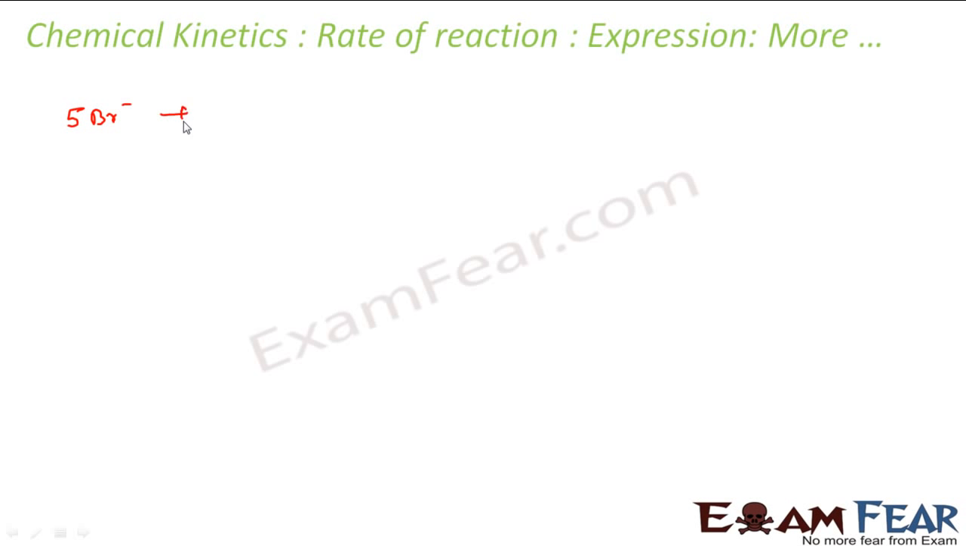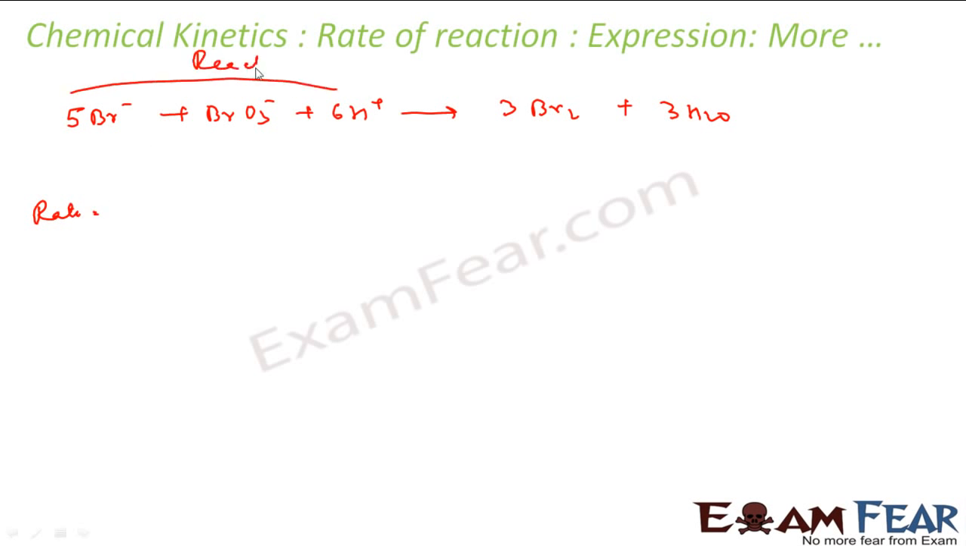In the aqueous state, react with BrO3 minus plus acid in acidic medium gives 3 Br2 gas, 3 water. Water is a liquid. Now if this is my reaction, I have to find the rate. Let's do this for practice purpose. These are all my reactants and this is my product.